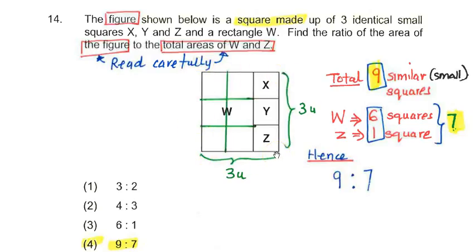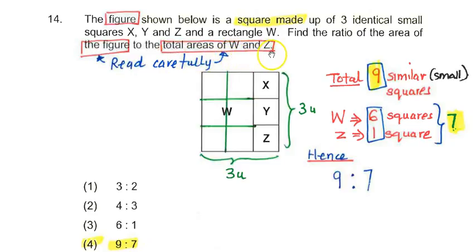Okay? So they are made out of this rectangle. The rectangle is made of 6 squares, right? And the rest 3 over here. Total, there are 9 squares. 9 small little squares.